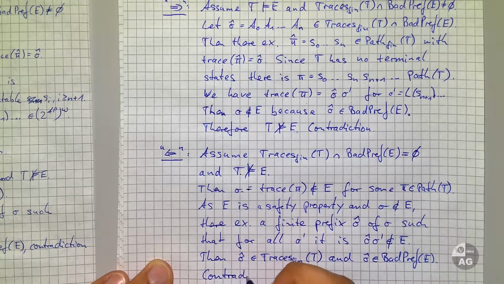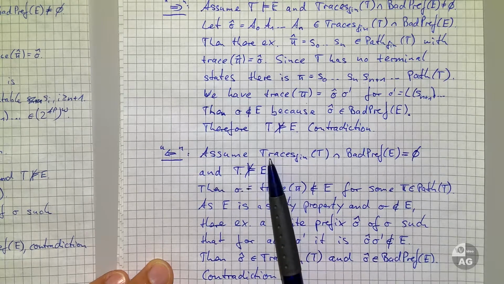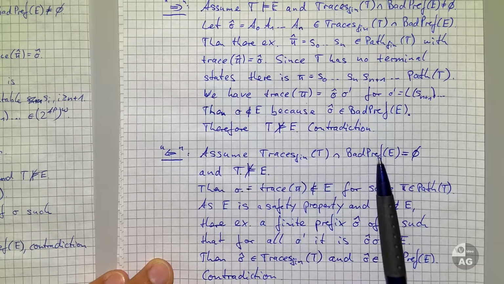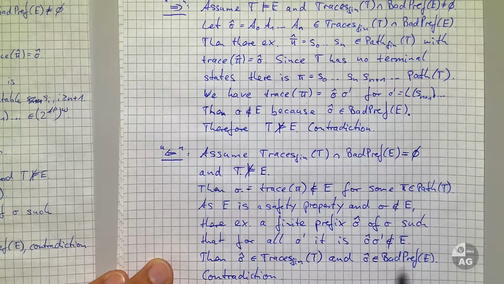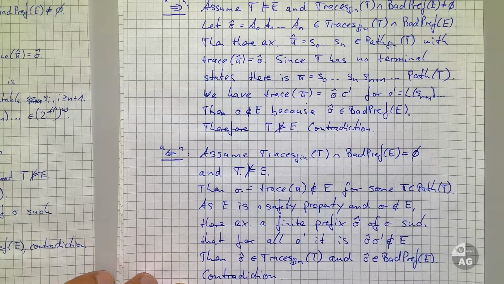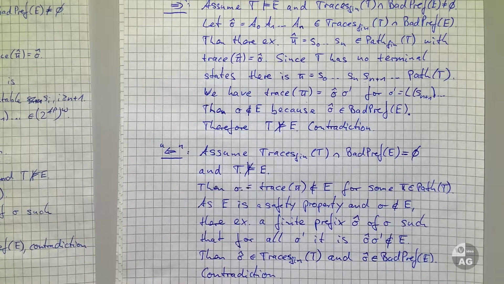Well, but that's a contradiction to the fact that we said there is no element that is in the finite traces of the transition system and is a bad prefix at the same time. But we just showed that under this assumption that T does not satisfy the property, then there is such a common element.